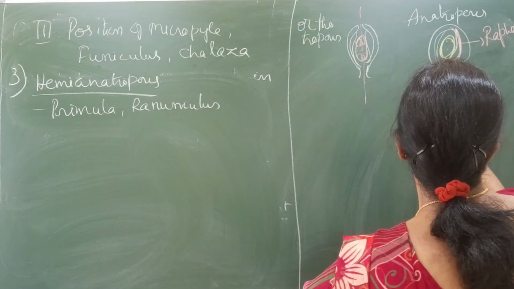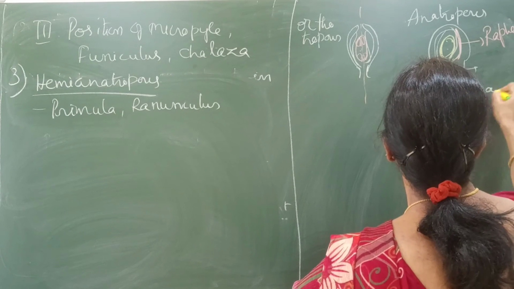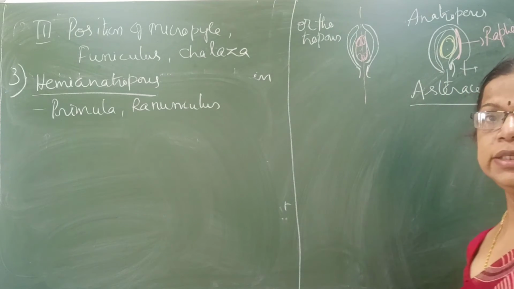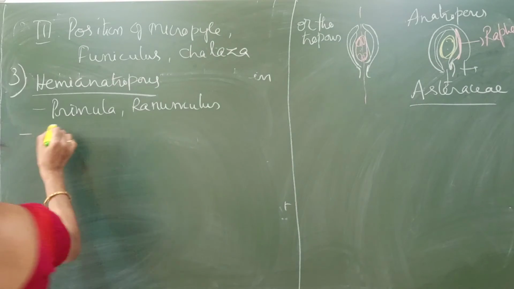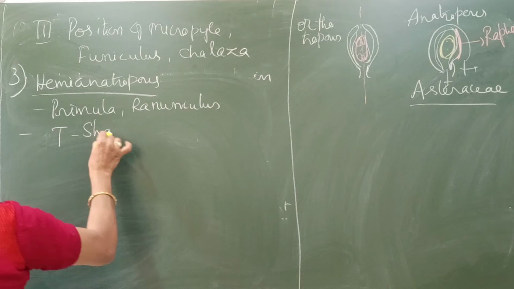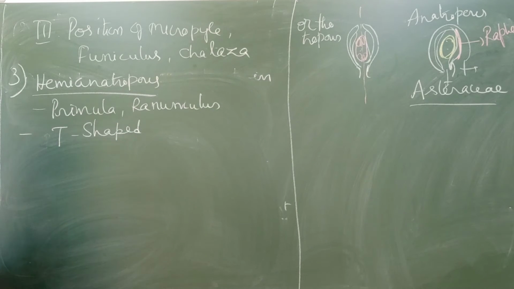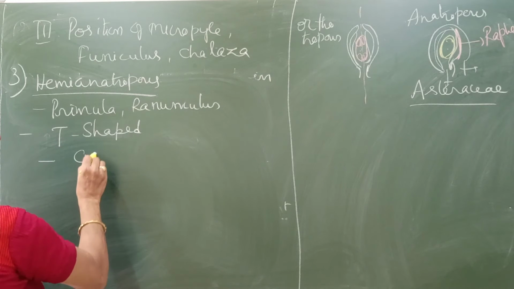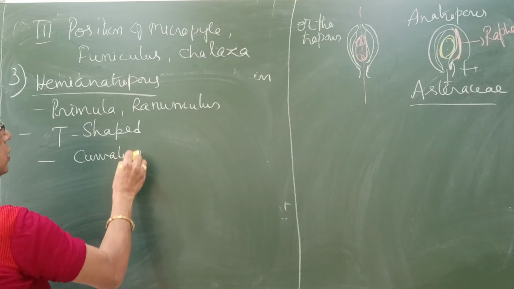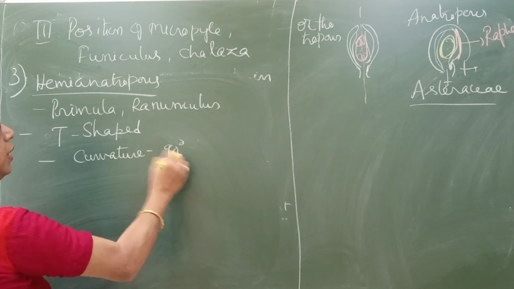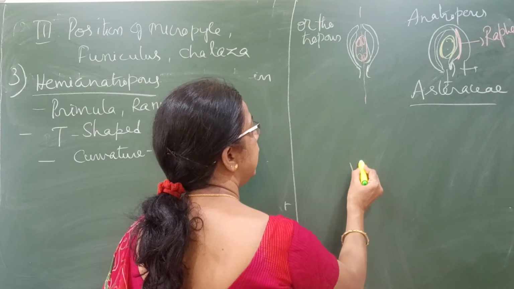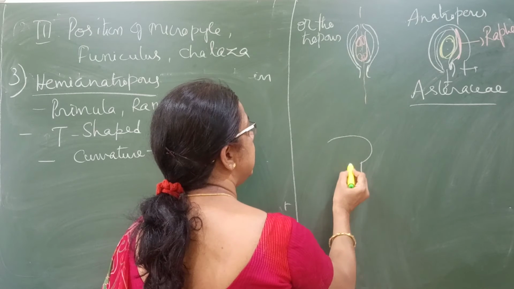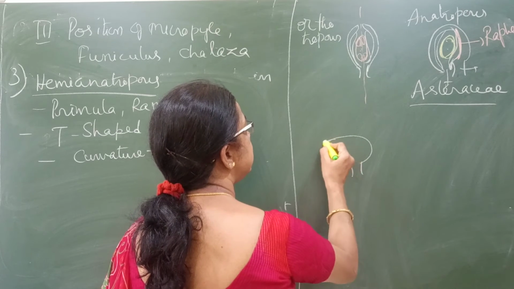Anatropous ovules are generally found, for example, in the members of Asteraceae, like sunflower and all. And here, primula and ranunculus. This is the T-shaped ovary. It is called a T-shaped ovary. That means the angle of curvature is 90 degrees. The ovule is bent to an angle of exactly 90 degrees curvature.